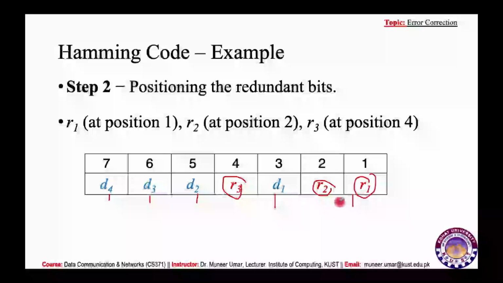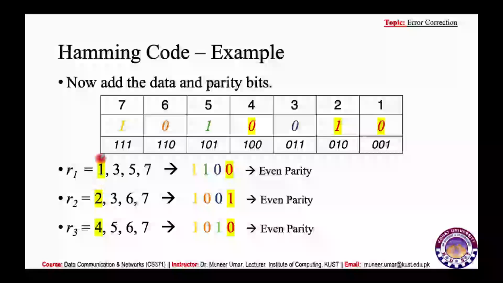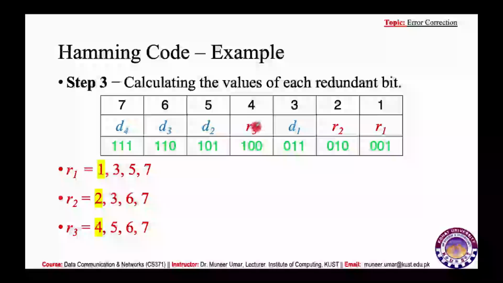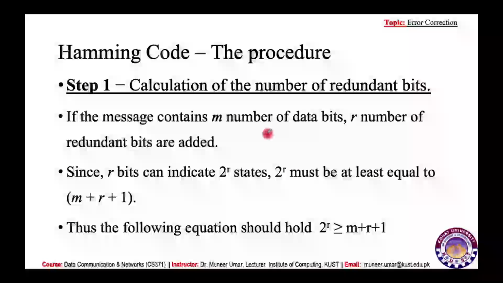So we are placing these bits at number 1, at number 2, and at number 4 if we have 4 data bits. Then the third step is what would be the values of these three bits. Here we have some values given. So for these redundant bits r1, r2 and r3, we should give either 0 or 1 to adjust the parity values according to our requirement. So now we are starting with step number 1 in detail.